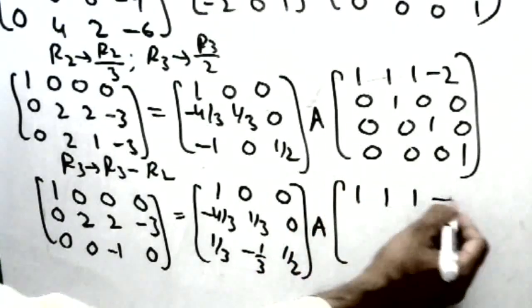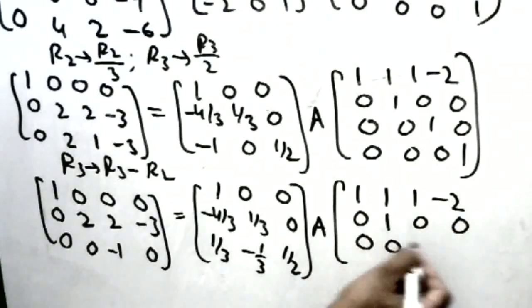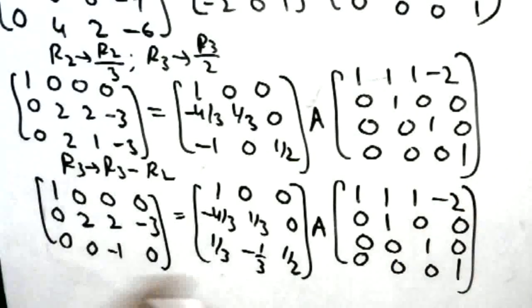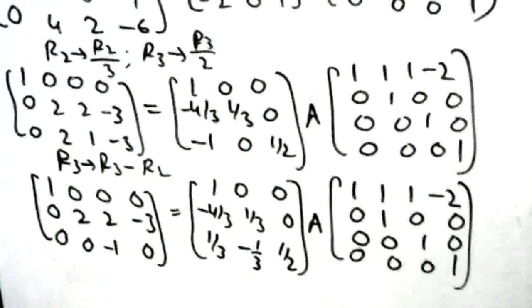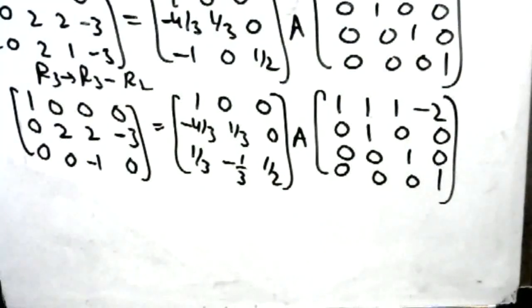Now you write this A as it is 1 1 1 minus 2, 0 1 0 0, 0 0 1 0, 0 0 0 1. Now let me do one thing. We'll continue from the starting of the board because the board is full here and we cannot write. So I am writing the same step at the top of the board.